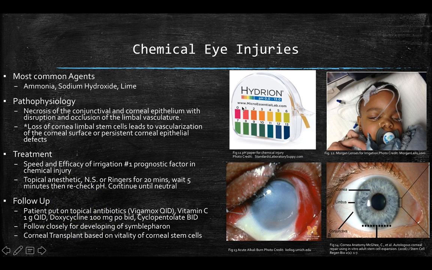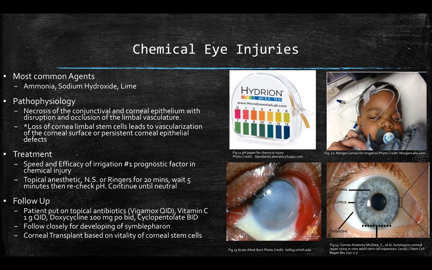So chemical eye injuries, the most common agents that we see in ophthalmology are ammonia, sodium hydroxide, and lime solutions. These are all commonly found in cleaning products. And the pathophysiology revolves around the necrosis of the conjunctiva and corneal epithelium with disruption and occlusion of the limbal vasculature. Basically, you have a toxic insult to the normal anatomy of the eye.